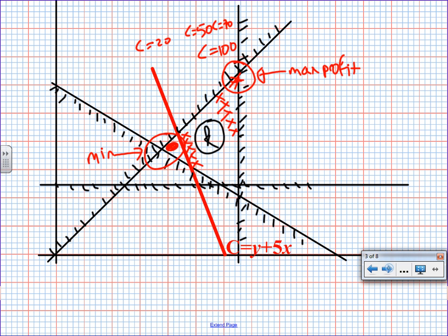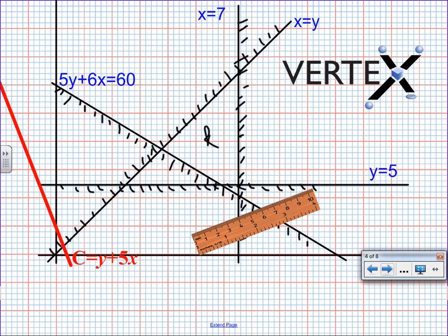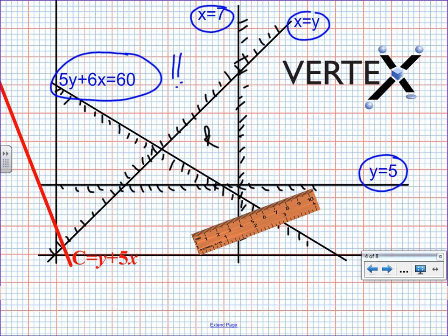So, coordinates of the corners, we need to know the equations of all the lines. I did this on a separate slide deliberately because the most common mistake students make is that they don't write these down when they plot the lines. So it's really, really important that you write down the equations of the lines.